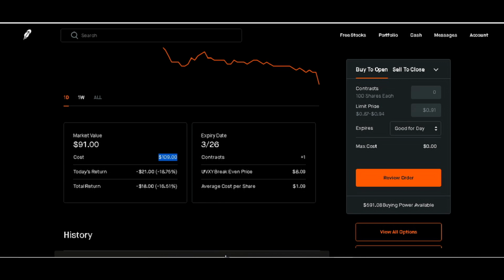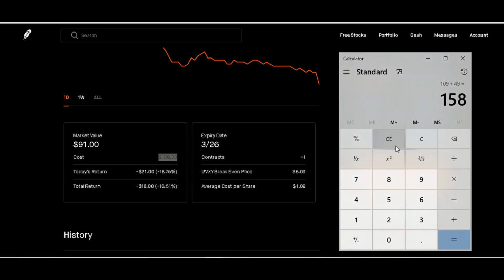So first thing we did, like I told you, is that we spent $109. Then we minus out the $9 that we received in premium. That puts us at $100 even. So now our cost is actually $100. Now it's gone down in value to $91. So we go minus 91, which puts us at a loss of $9. So total return, even though it says $18 or negative 16.51%, is actually half of that. It's actually a loss of $9 because we received $9, right?